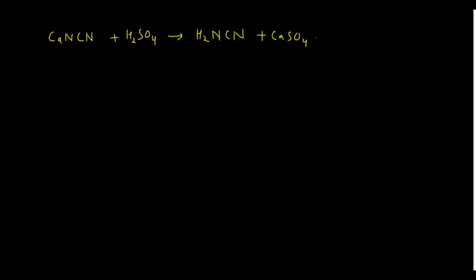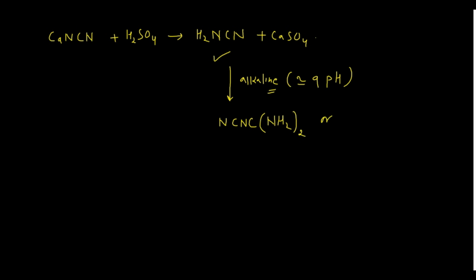Okay, and this compound actually is very important. If you fix the pH of the solution somewhere around 9, at pH 9 it will form dicyanamide. This is dicyanamide, and if you do the pyrolysis or the cracking of this in the absence of oxygen, pyrolysis is what? Heating in the absence of oxygen. So it produces a heterocyclic compound.